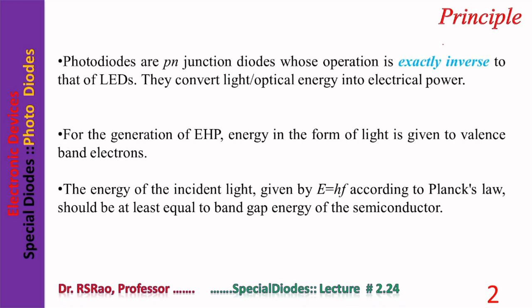A few points regarding the principle of functioning of photodiodes. Photodiodes are, as already mentioned, semiconductor PN junction diodes, whose operation is exactly inverse to that of LEDs, light emitting diodes. Photodiodes convert light or optical signal energy into electrical current or power. LEDs convert electrical current into light, whereas photodiodes convert light into electrical current. Hence, their operation is inverse to each other.